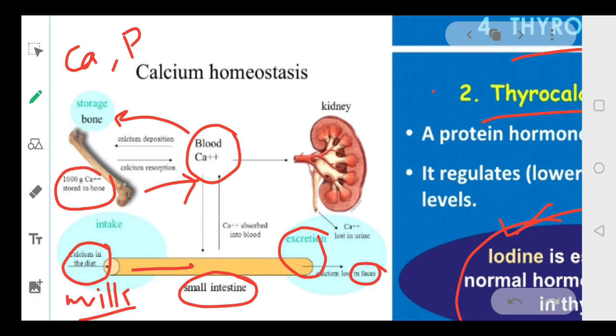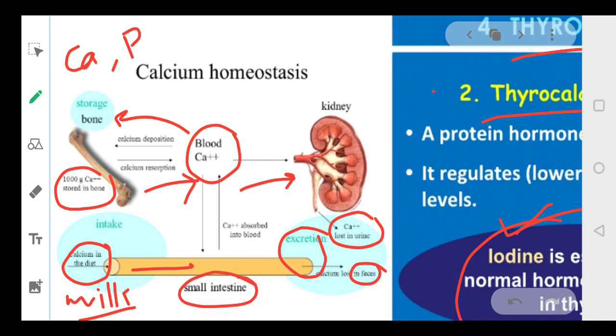The bones will release the calcium ions back into the blood. And when it reaches the kidneys, the kidneys will filter the blood, and the extra amount of calcium ions will be excreted in the form of urine. They will be excreted out of the body.